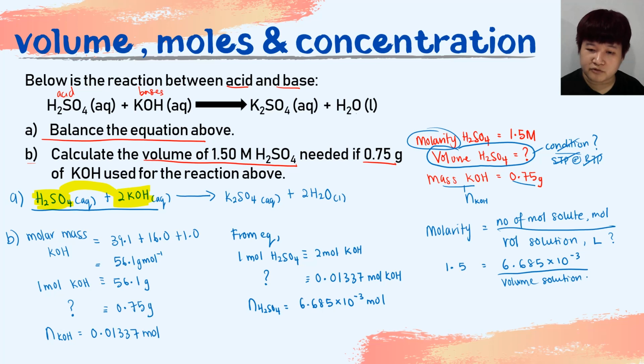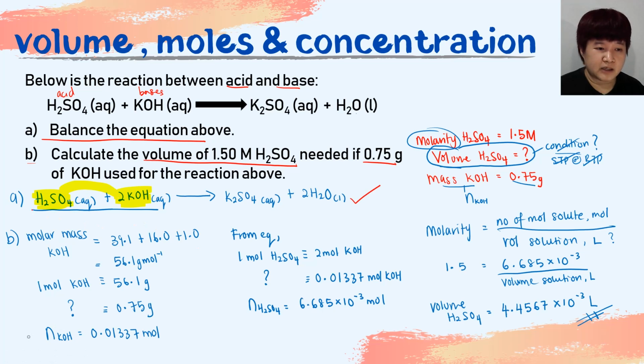The volume of solution calculated will be in liter. Press your calculator and you can work out the volume of H2SO4 needed, which is 4.4567 times 10 to the power of negative 3 liter. And I will leave the answer in liter because the question only asks for volume but didn't insist on milliliter. So you can leave the answer in liter.